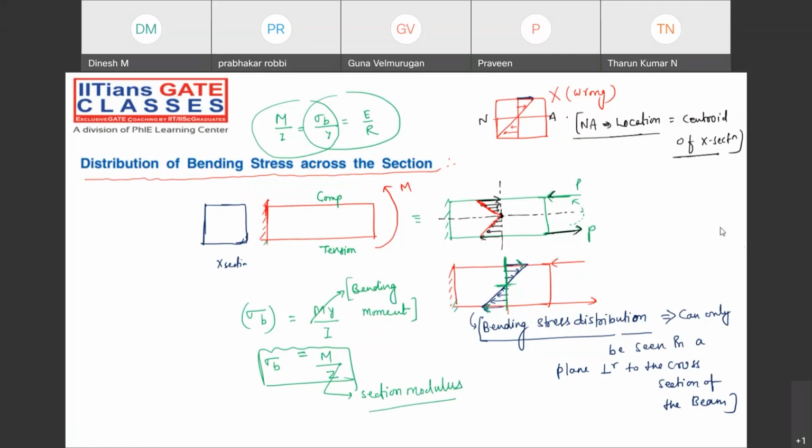Similar kind of thing we will have for the shear stress also. The shear stress is the next topic in the same chapter, chapter 3 only. That distribution I will show in the plane of cross section, right? Now, once it is done, please let me know.